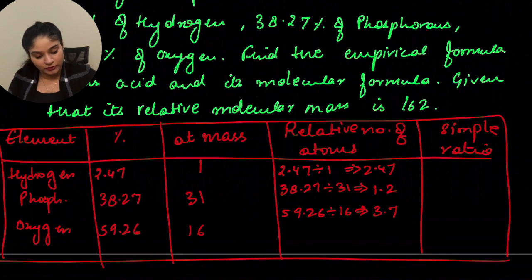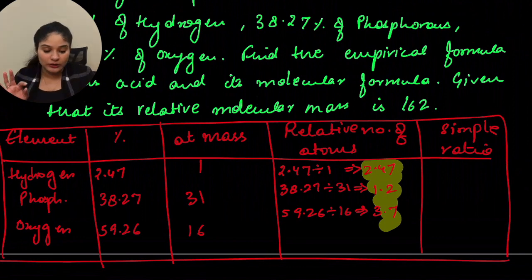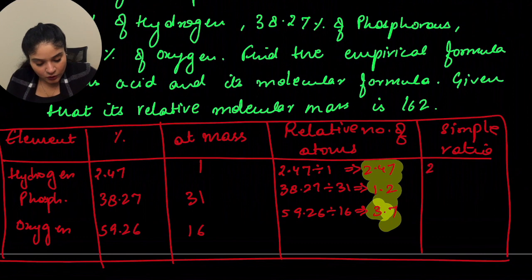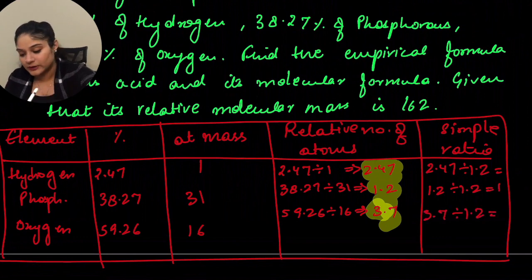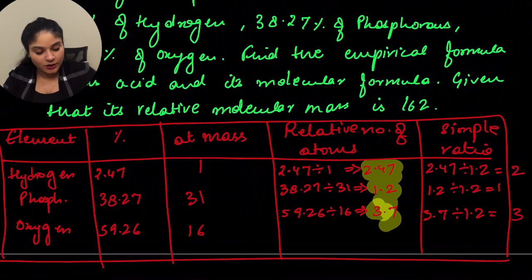Then simple ratio. What happens in simple ratio is that amongst these three numbers, whichever is the smallest number, divide all of them by that number. That means 2.47 divided by 1.2, 1.2 divided by 1.2 giving you 1. Then 3.7 divided by 1.2. So let's quickly do that. For the first case, I'm getting 2. Then for the last case, I'm getting 3. So 2, 1 and 3.